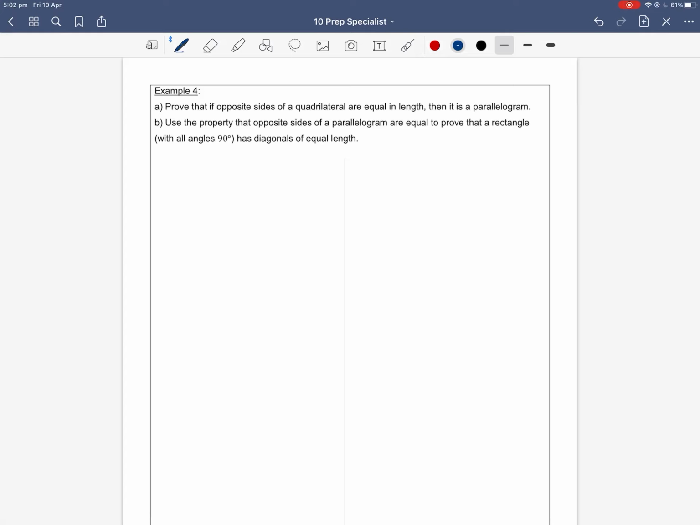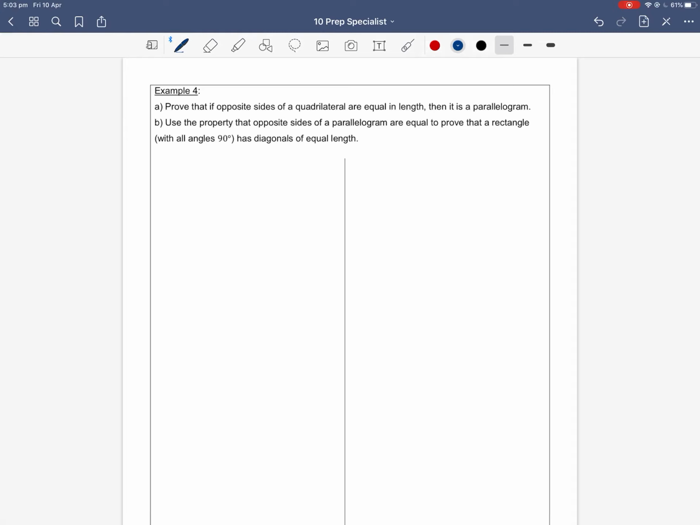I hope so. Today we're going to continue our quadrilateral proofs with example 4 on page 5. There's two parts to it. Part A, let's do that first. So part A says, prove that if opposite sides of a quadrilateral are equal in length, then it is a parallelogram. So first, let's start by drawing a diagram.